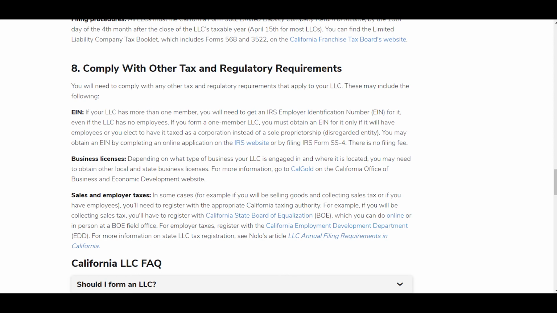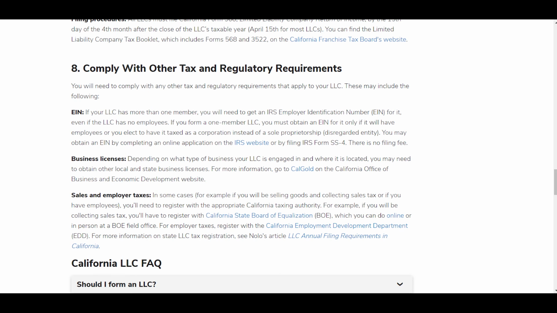For business licenses, depending on what type of business your LLC is engaged in and where it is located, you may need to obtain other local and state business licenses. For more information, go to CalGOLD on the California Office of Business and Economic Development website.